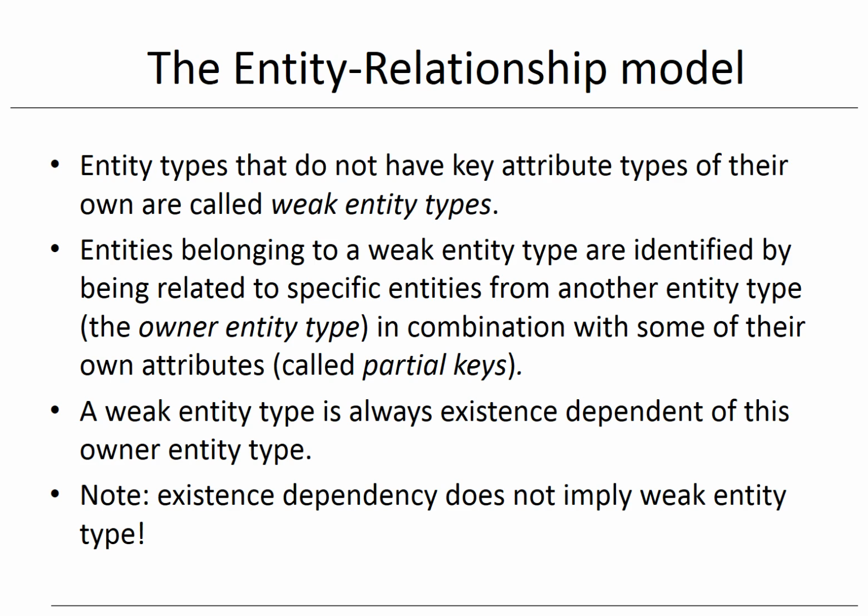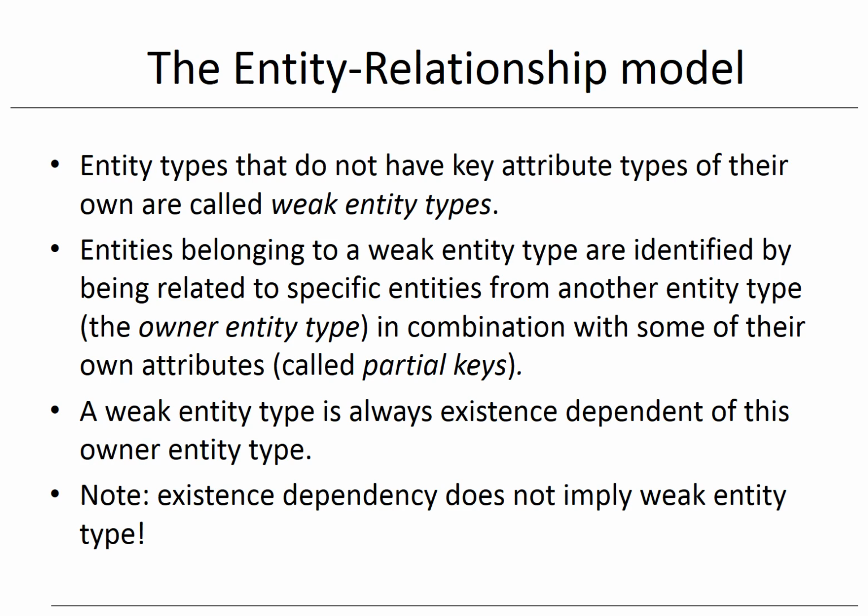Weak entity types are a special class of entity types. These are entity types that do not have key attribute types of their own. More specifically, entities belonging to a weak entity type are identified by being related to specific entities from another entity type, the owner entity type, in combination with some of their attributes, called partial keys. A weak entity type is always existence dependent from this owner entity type. Vice versa, however, an existent dependent entity type does not imply a weak entity type.